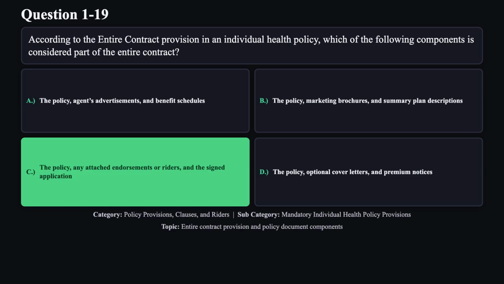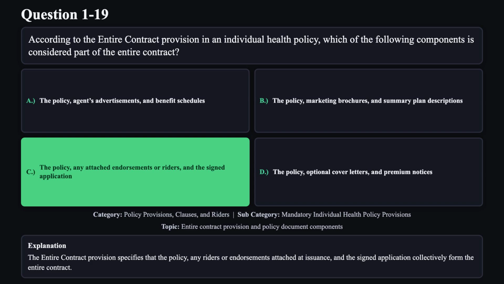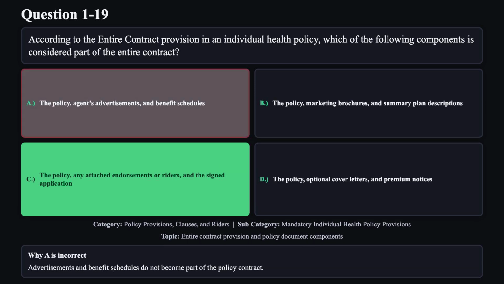The correct answer is C. The entire contract provision specifies that the policy, any riders or endorsements attached at issuance, and the signed application collectively form the entire contract. Reason A is not correct.